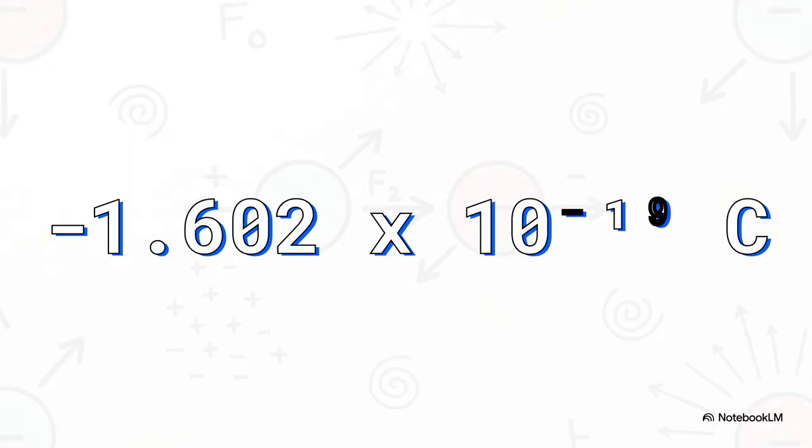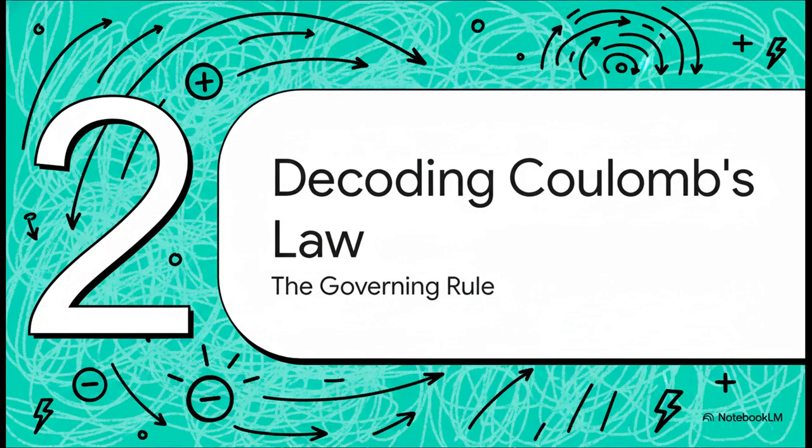Now, let's get some perspective here, because a single Coulomb is actually a huge amount of charge. I mean, look at this number. That's the charge of one single electron. It's an unbelievably tiny fraction. You'd need something like 6 quintillion electrons just to get to one single Coulomb. It's wild. Okay, so we've got our unit.